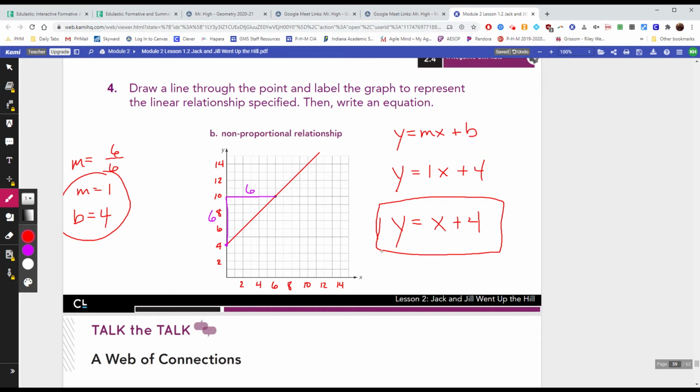And that is a fantastic summary of this lesson with proportional relationships, non-proportional relationships, slope, and the equations that accompany proportional and non-proportional relationships. Please let me know if you had any trouble with any of those. Those are certainly things that we would want to go over again.